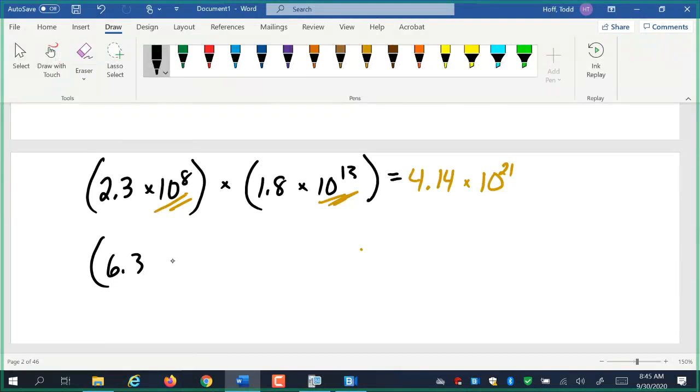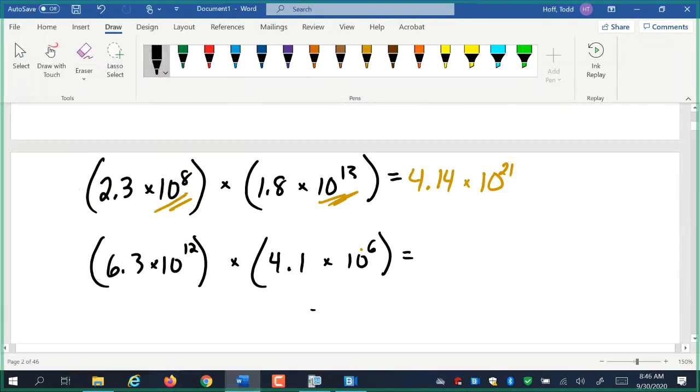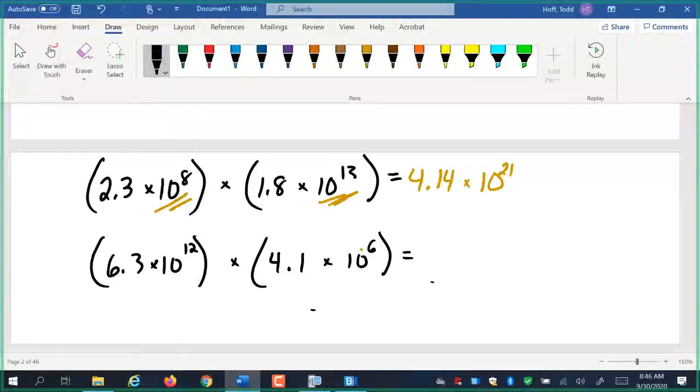So we might have something like 6.3 times 10 to the 12th times 4.1 times 10 to the 6th. Again, we don't need the same name, so we don't worry about the powers of 10. We're going to combine the count. 6.3 times 4.1, 25.83. Then we're going to multiply the names, combine the names. 10 to the 12th times 10 to the 6th, that's 10 to the 12 plus 6 is 18.